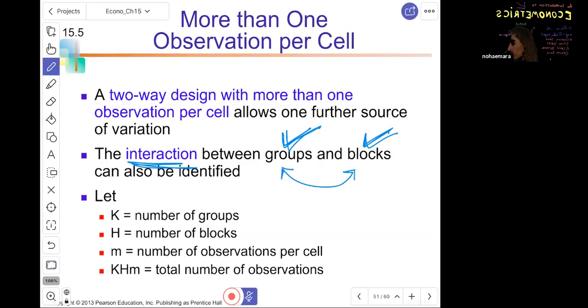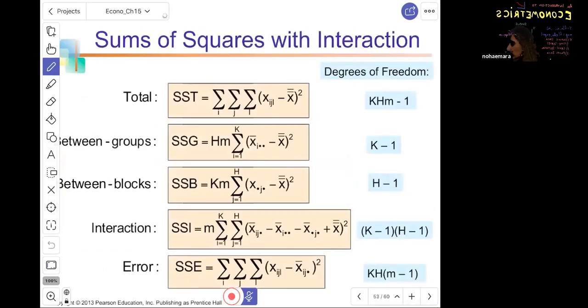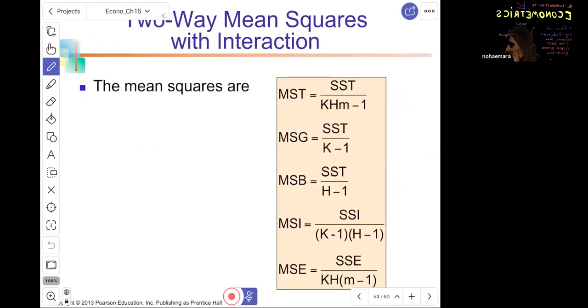I might be able to get a certain combination that is best for the yield of corn, or has the highest yield of corn. Okay, so in order to do that, you know this already, we're just adding the part that is coming from the interaction, and the interaction is just a multiplication. So you're just multiplying the block variance with the group variance, and you would get this complicated formula. This is the total, the group, the block, interaction, error.